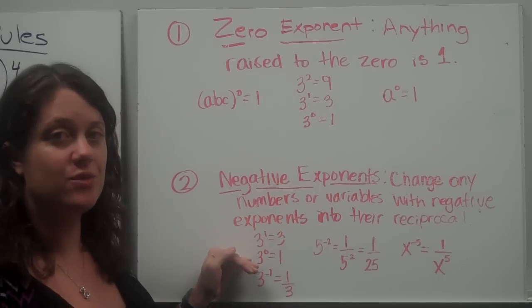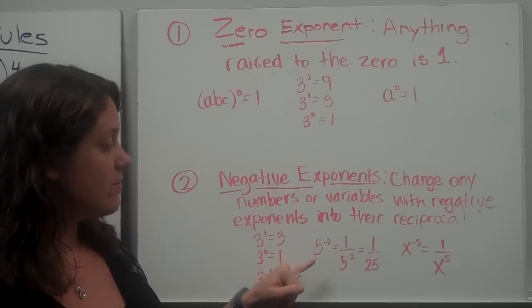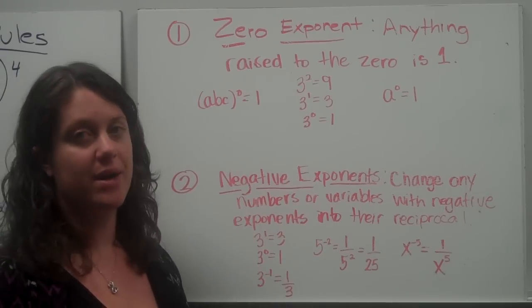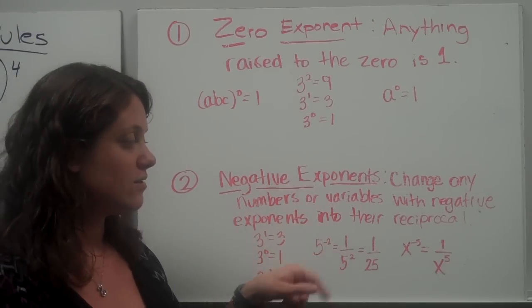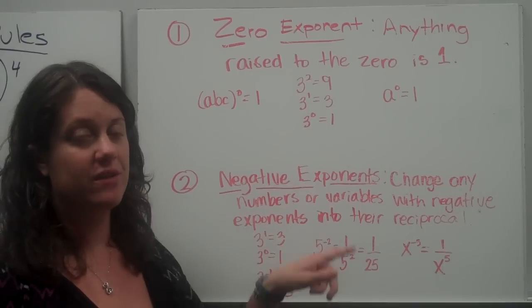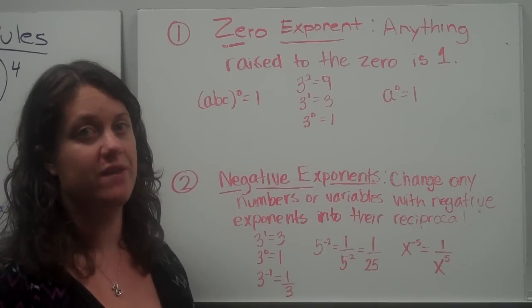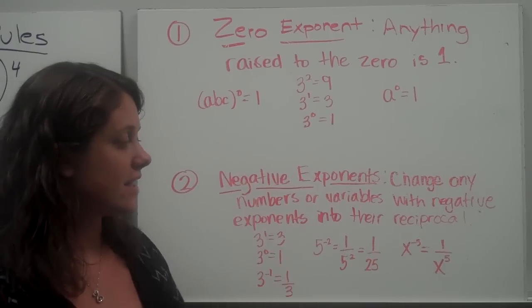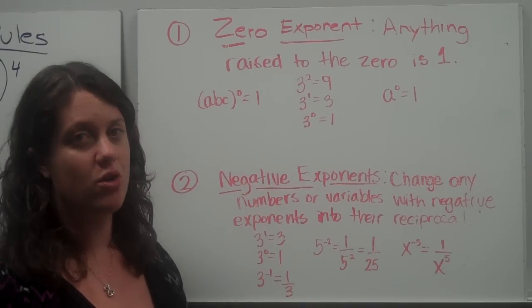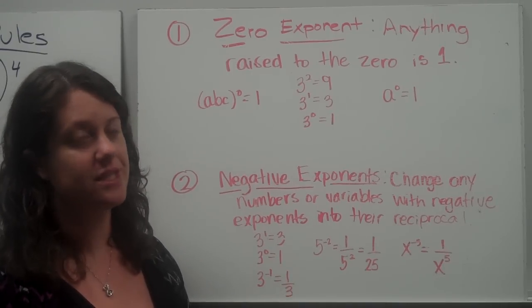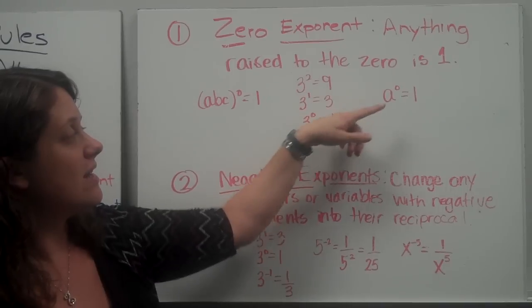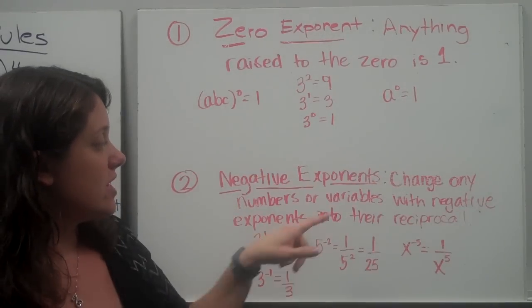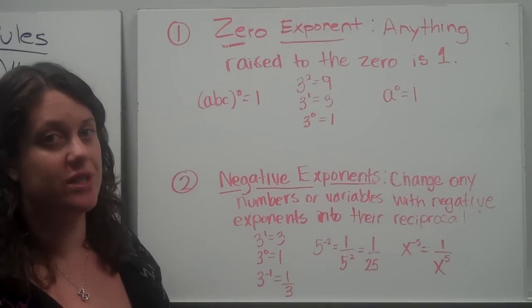So here's why this works. An example would be 5 to the negative second power. That becomes 1 over 5 squared. And we can further simplify that to 1/25. Another example with a variable, x to the negative fifth becomes 1 over x to the fifth. Okay, so you can see with a zero exponent, everything turns to 1. With a negative exponent, you turn it into its reciprocal.